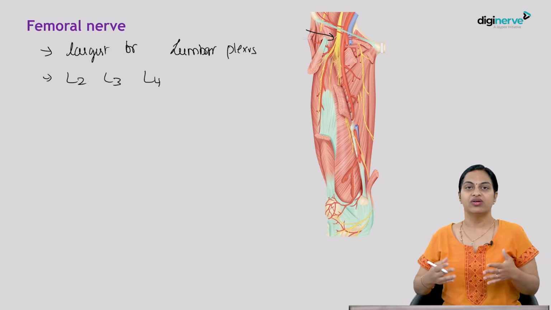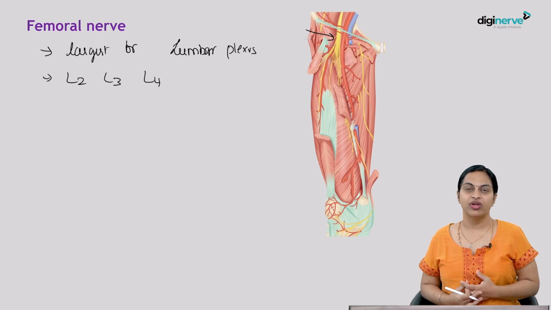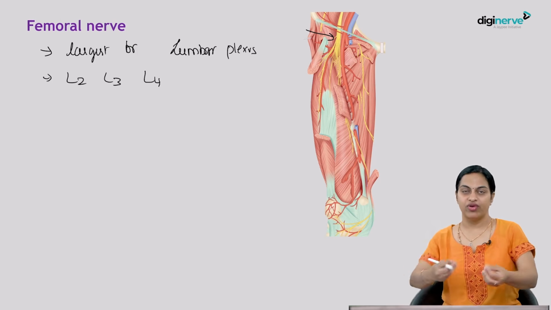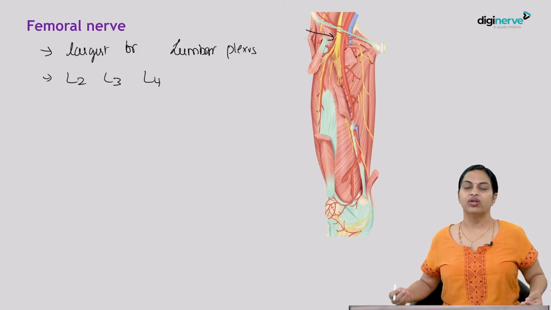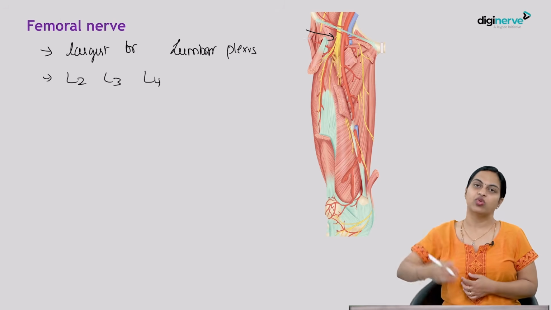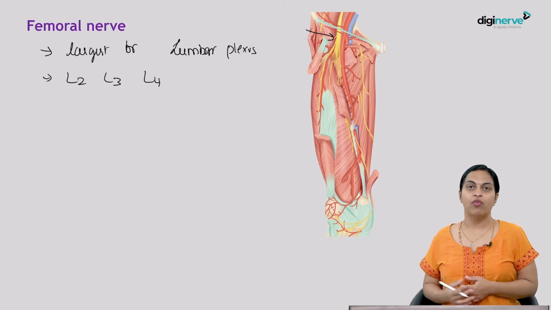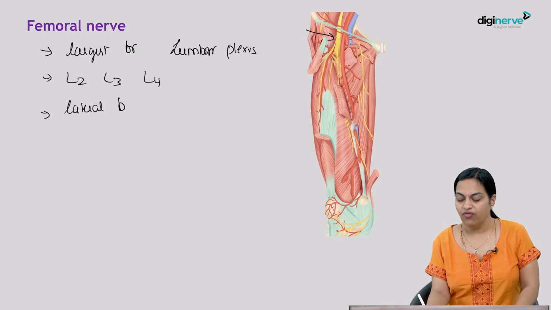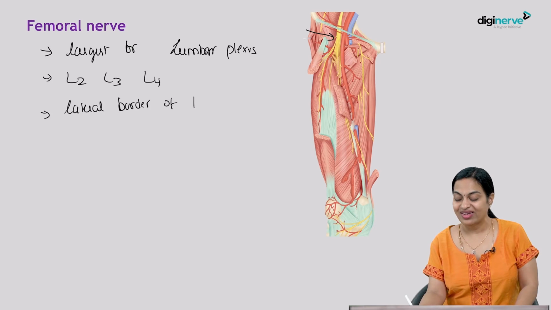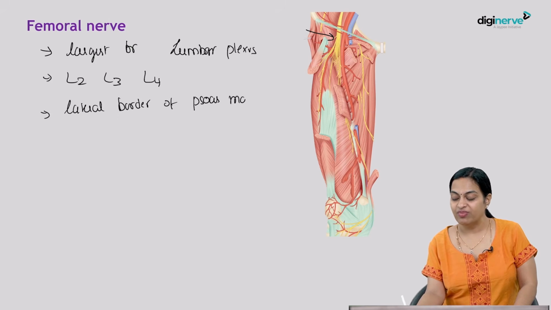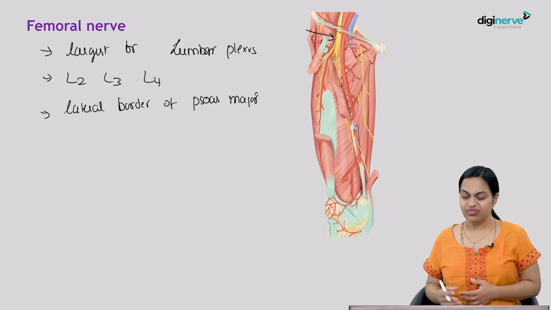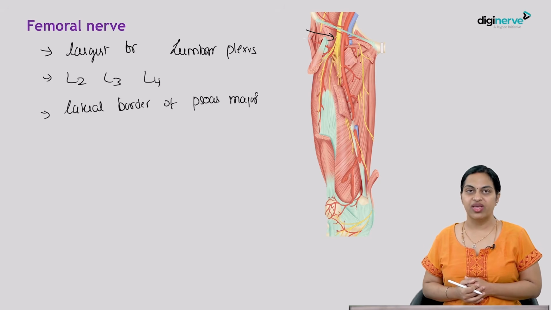The psoas major is located on either side of the vertebral column, and within the psoas major we get to see the lumbar plexus. The nerves emerge from its border, either the medial border or lateral border, or they can pierce to the anterior surface also. This femoral nerve emerges through the lateral border of psoas major. We have seen that the psoas major lies in the floor of the femoral triangle, right? Lateral border of psoas major.